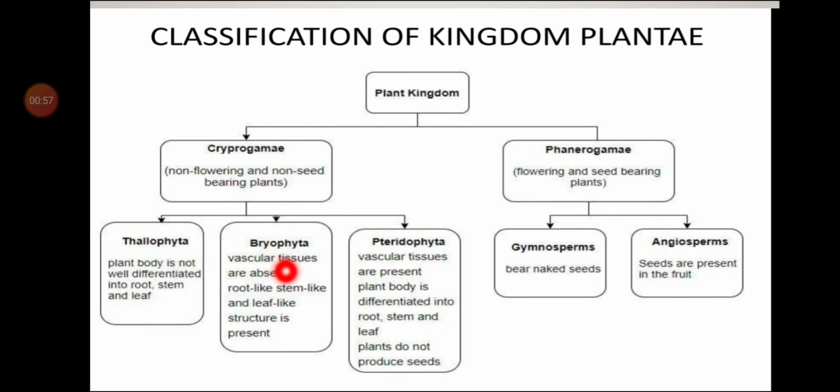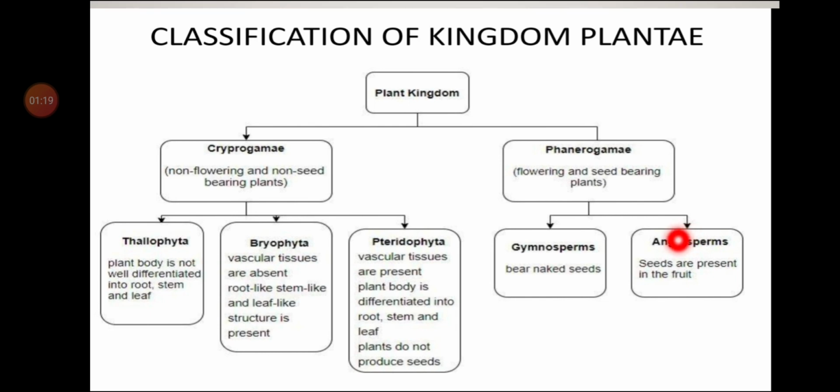Today we will study Bryophyta, its characteristics and salient features. In the next lecture we will study pteridophytes, then we will go with gymnosperms. Angiosperms have been deleted from your topics for this academic year.